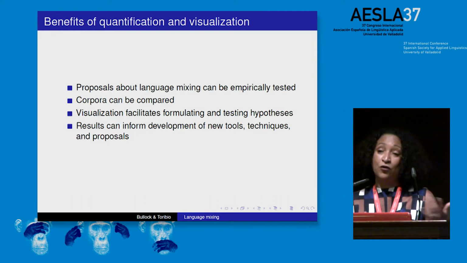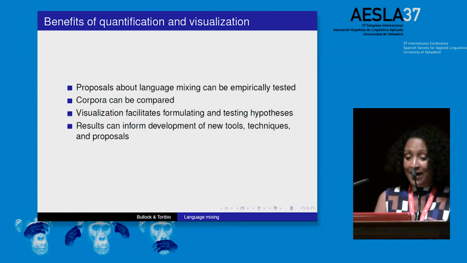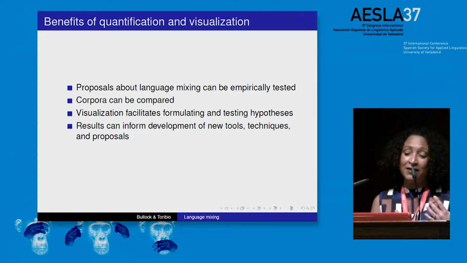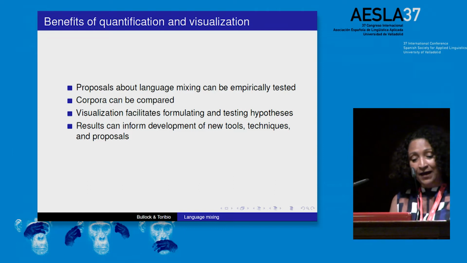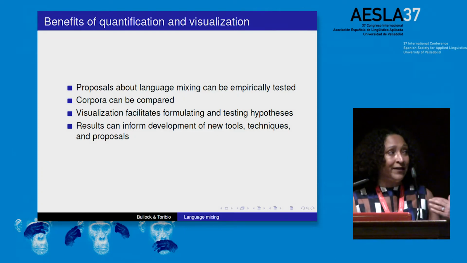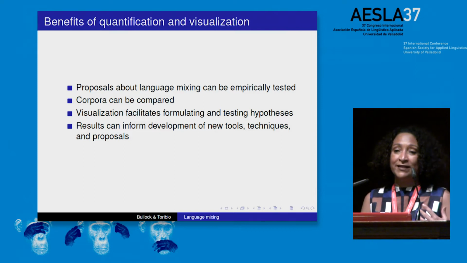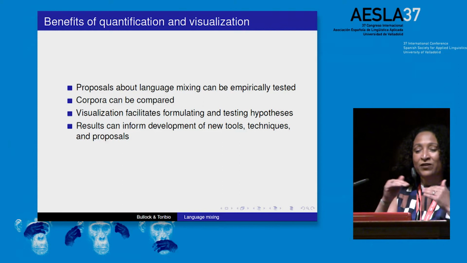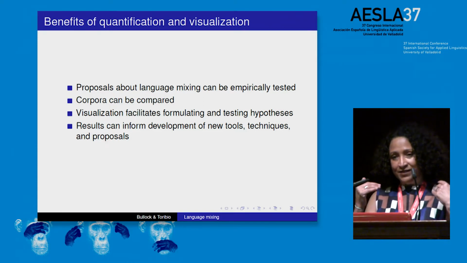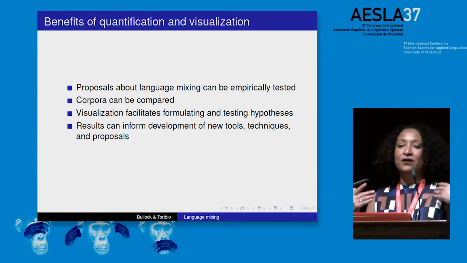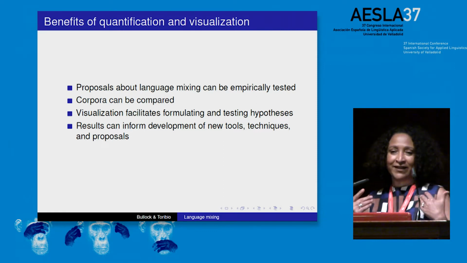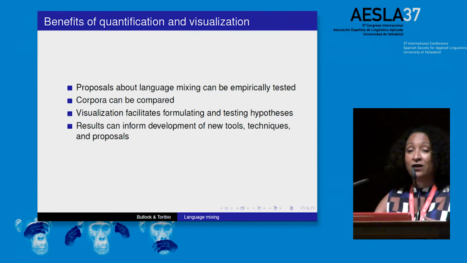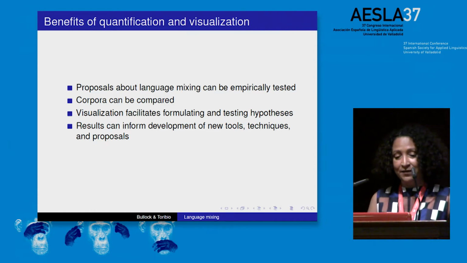This in turn allows for corpora to be more easily compared. And when we visualize, we can see what types of hypotheses are really worth testing. Finally, these results really can inform the development of new tools and techniques. If you think, for instance, about the way that your phone works with predictability, if we're able to inform Google about the fact that you don't typically get switching between an auxiliary and a verb, right? That's important information for developers as well.